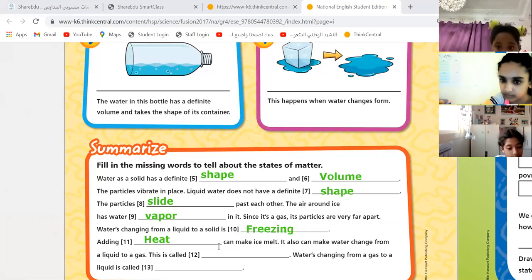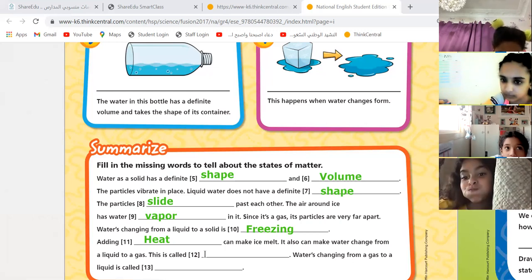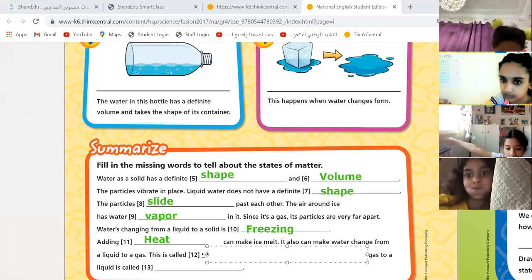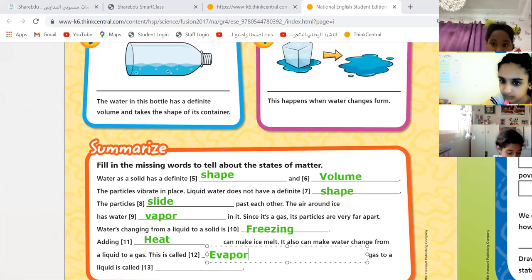It also can make water change from a liquid to gas, and this is called? From liquid to gas, evaporation. Evaporation. Excellent. Is it correct? Yes, evaporation. From liquid to gas, definitely it's evaporation.